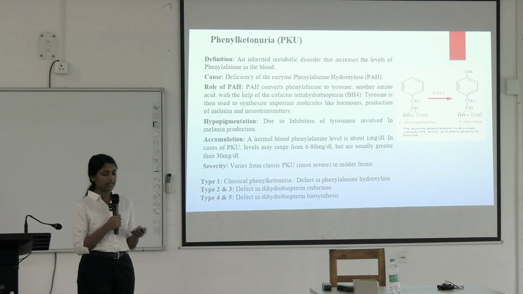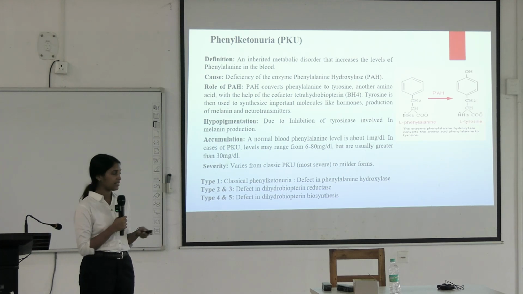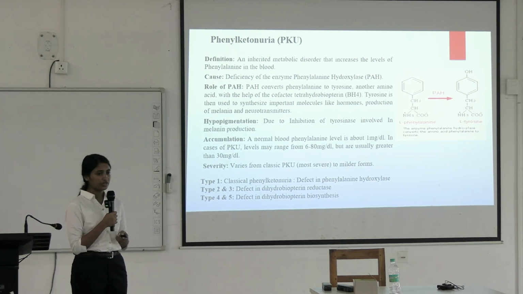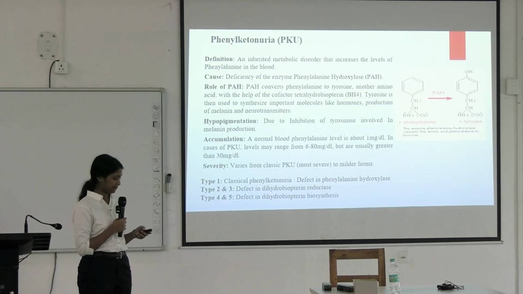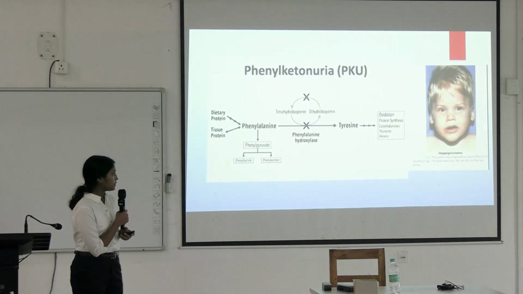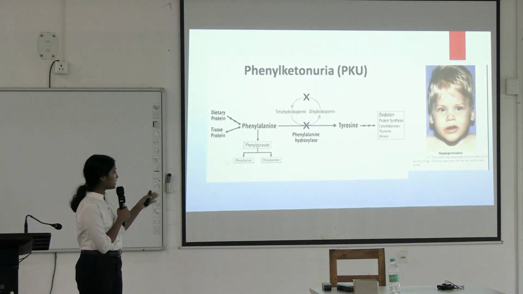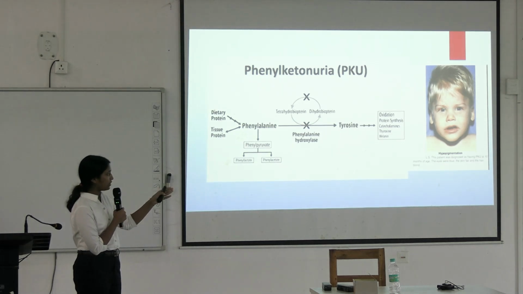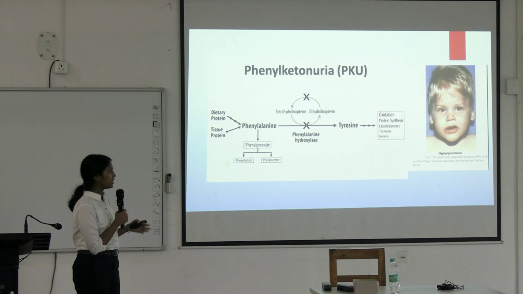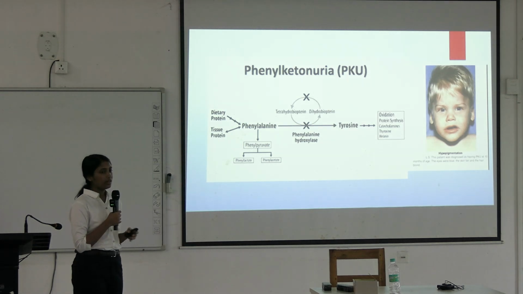There are types of phenylketonuria. There's type 1, which is the classical phenylketonuria. Then there's type 2, type 3, type 4, and type 5. This picture shows the metabolism of phenylketonuria, and in this picture, a boy is suffering from hypopigmentation.